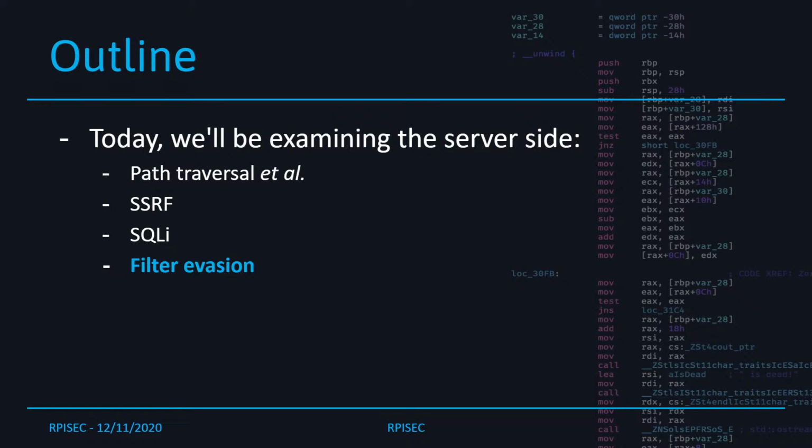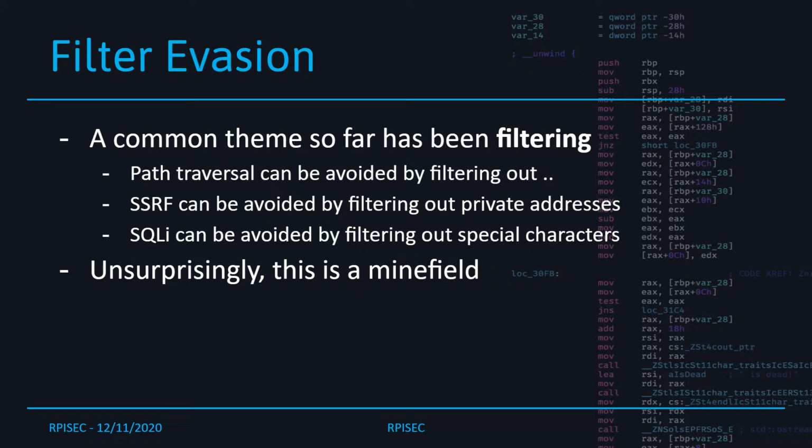So, to kind of wrap things up here, we're going to have a quick peek at how to get around filters, because a common theme we've seen here is that filtering is a solution to all these different things. Like path traversal, if we filter out double dot, that's pretty safe. SSRF, if we say block private address spaces or only allow certain things, well, that's good. And then SQLi, just don't let people type quotation marks. But unfortunately, filtering is a minefield.